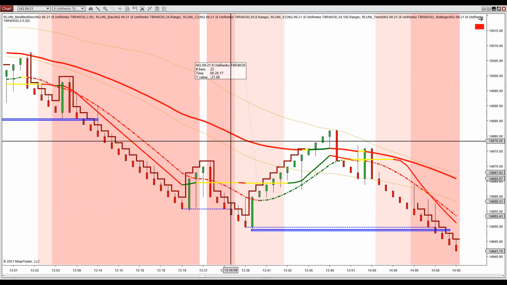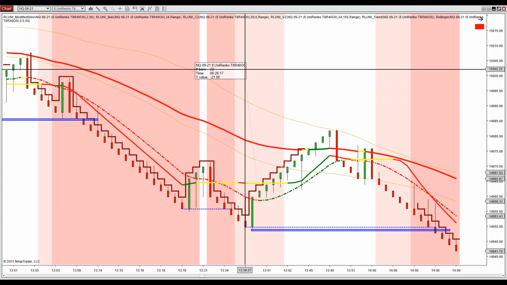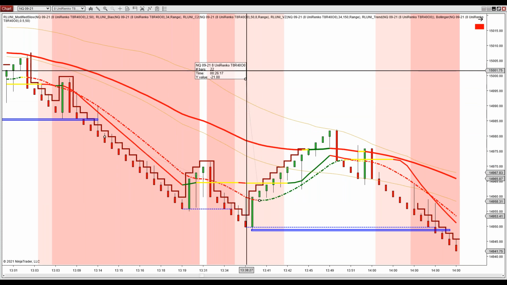21 points. That's 84 ticks on that trade. That's a great trade. 2 contracts. You take your first target at 20. Your second target at 84. 84 times 5. What's 8 times 5? It's $400 plus the first target. That's a $500 trade on 2 contracts.